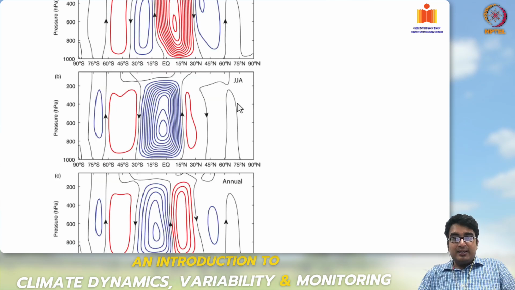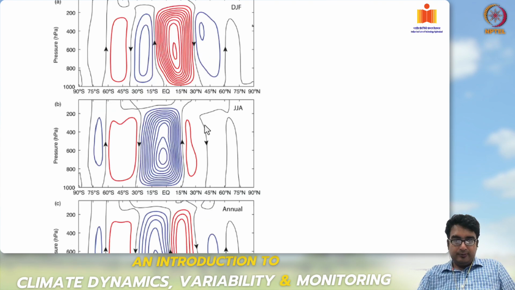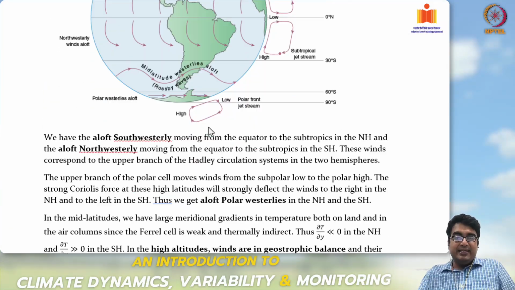The situation reverses in June, July, August, where the southern Hadley cell now moves northwards. So the convergence between the southern Ferrel cell and the southern Hadley cell occurs at around 20° south. So it moves northwards towards the equator, whereas the northern Hadley cell moves further north and goes to around 40° north. So at 25° south you will have a strong westerly, and at 40° north you will have a strong westerly in the June, July, August period. And this is what we are seeing here.